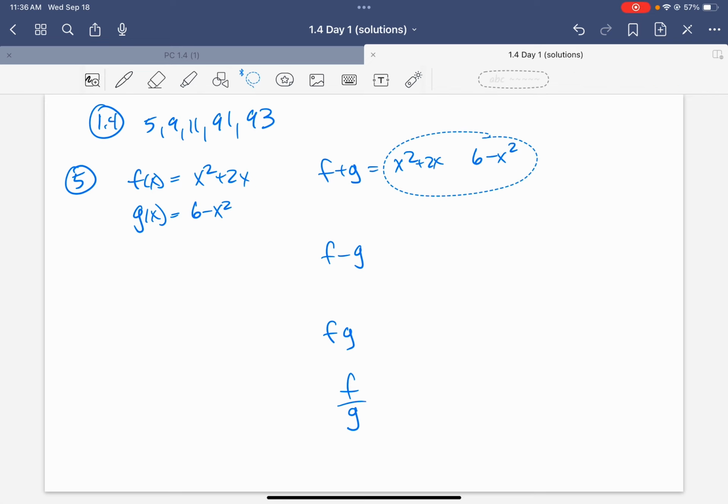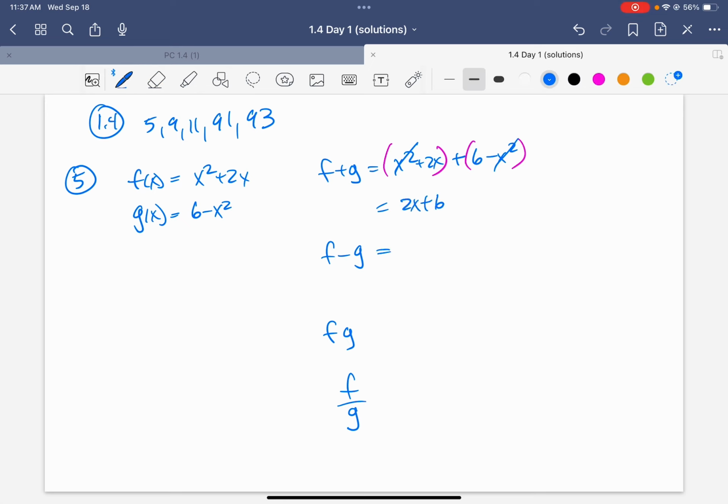Okay, so what I'm going to do is copy those. So first thing I'm going to do is add them together, but I need to be careful and add all of this and all of this. And so what you'll get is x squared and the negative x squared are going to cancel out. And so you should just get 2x plus 6.